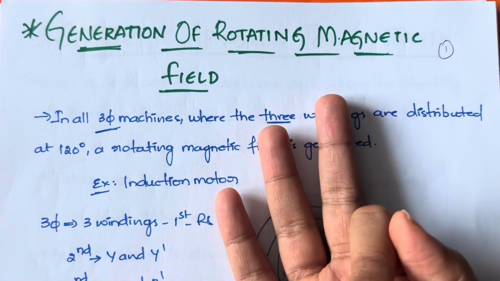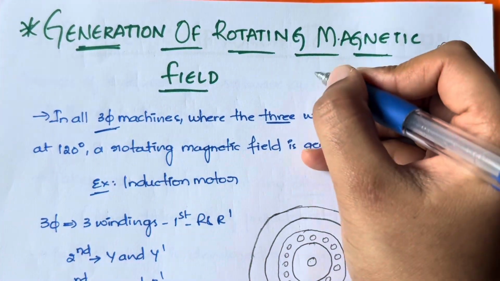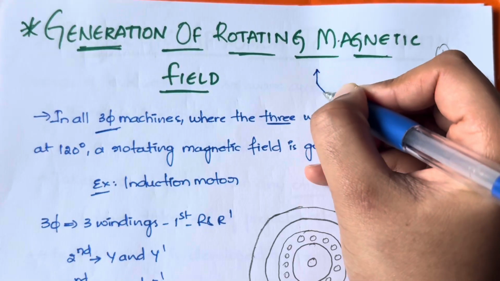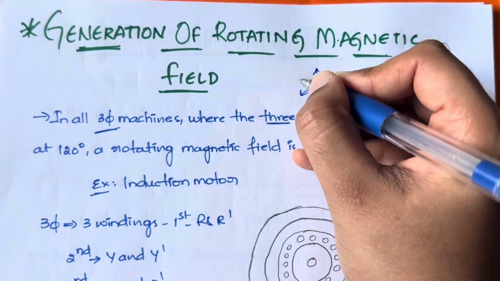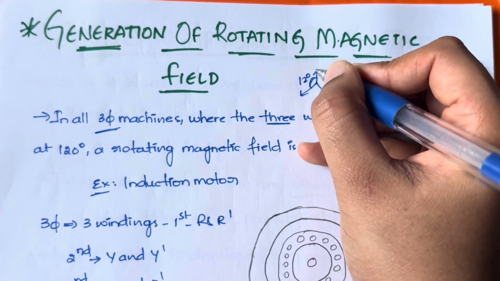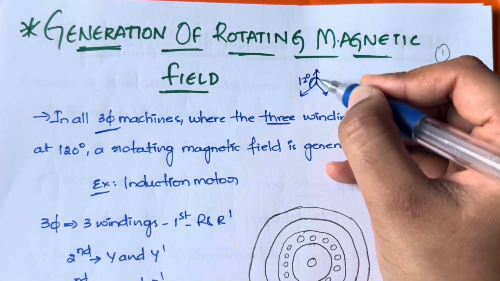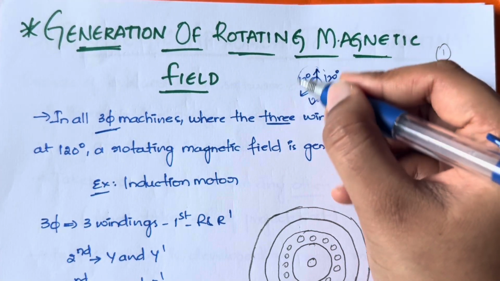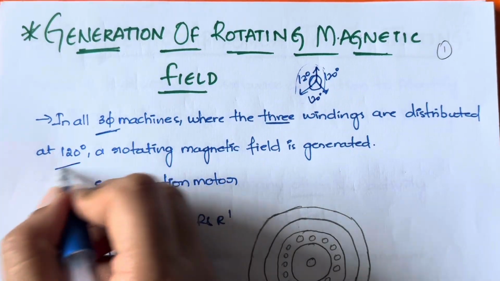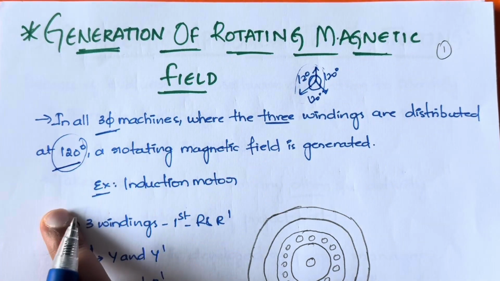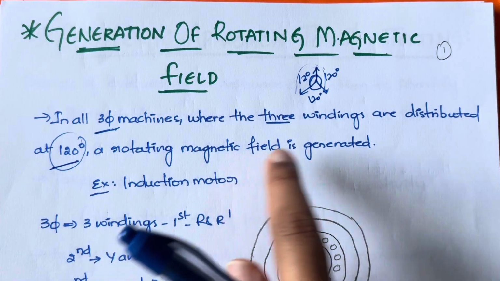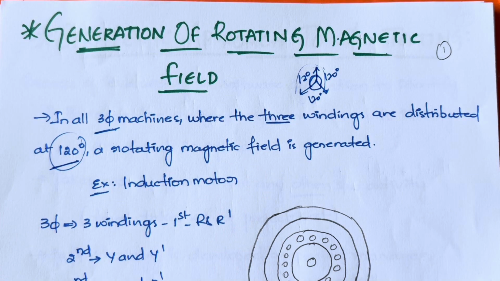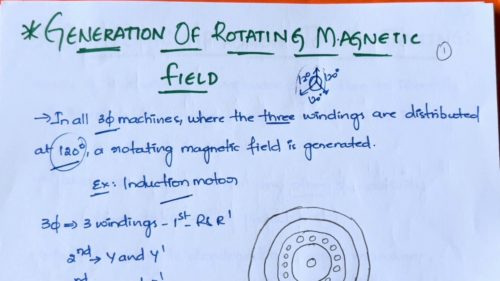Three phase means three windings, right? So these three windings should be at an angle of 120 degrees each. Here the angle between this and this is 120. Here the angle is again 120 degrees. Here also it is 120 degrees. So all three of them should be separated at an angle of 120 degrees. Then a rotating magnetic field will be generated within that machine. Let's see how this concept will work. A good example for this is the induction motor, the three-phase induction motor.